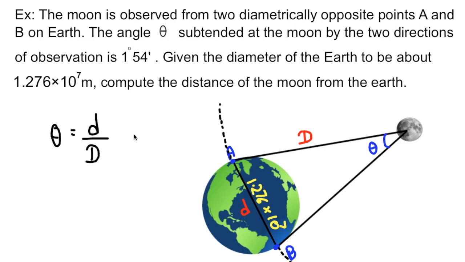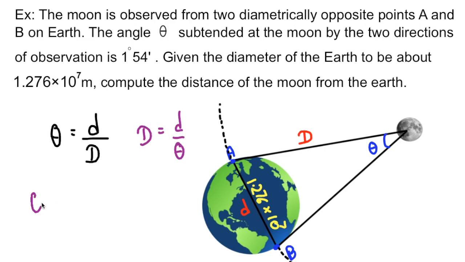But before putting in values, we need to convert everything into SI unit. It is okay for this distance, as it is in meter, already in SI unit, but our angle is not in SI unit. So we need to first convert theta into SI unit, then we can directly find the distance, which will be equal to d by theta.